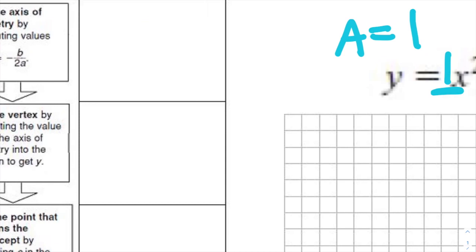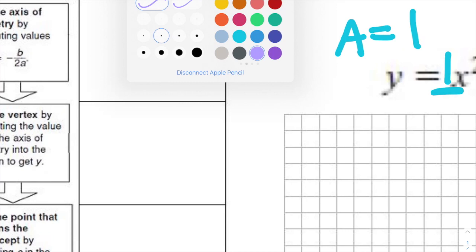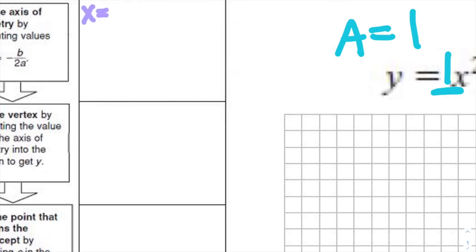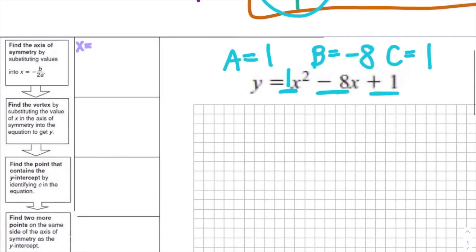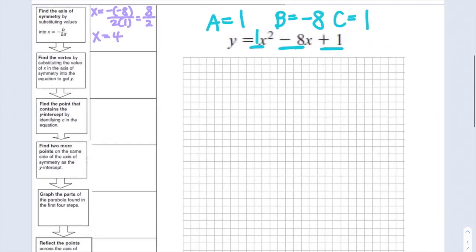Let's change the size of this pen. Okay, so x equals negative negative 8 all over 2 times a, which is 1. Negative makes a positive. 2 times 1 is 2. So we get x equals 4. 8 divided by 2 is 4. So we know that the axis of symmetry is at x equals 4.